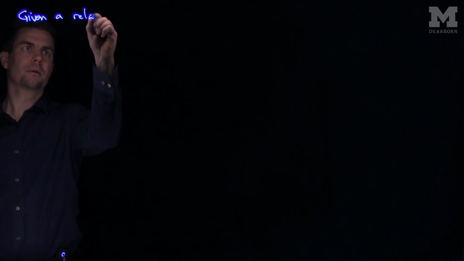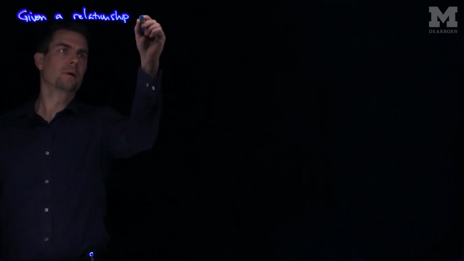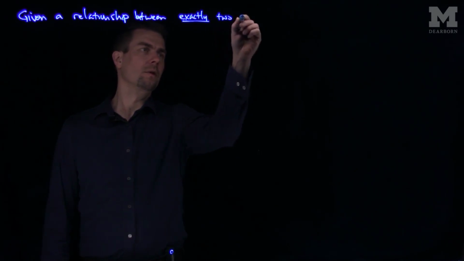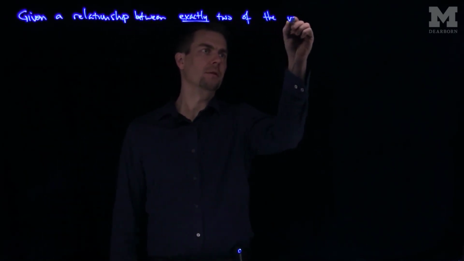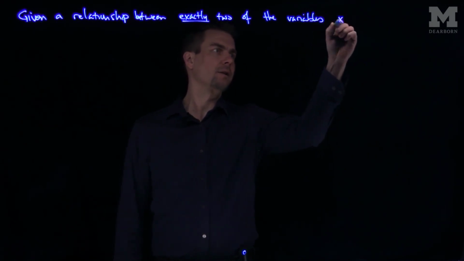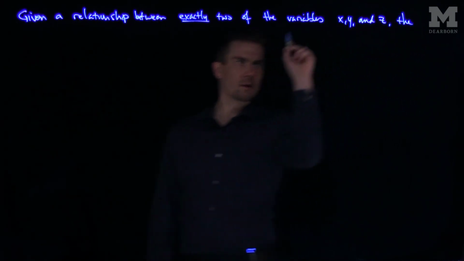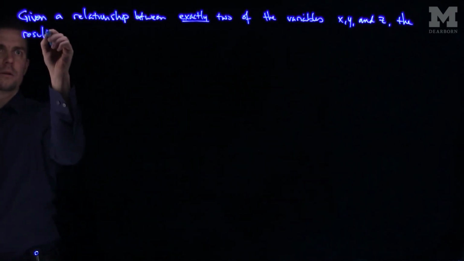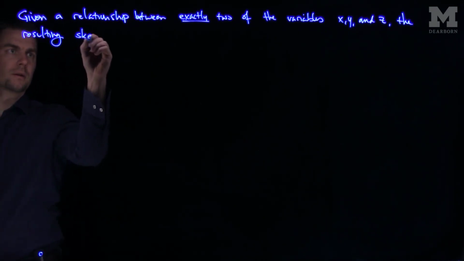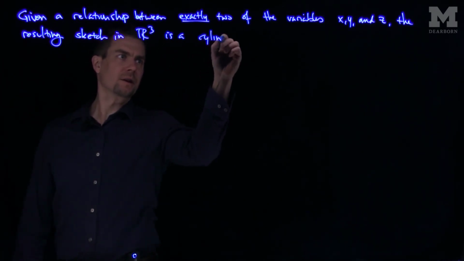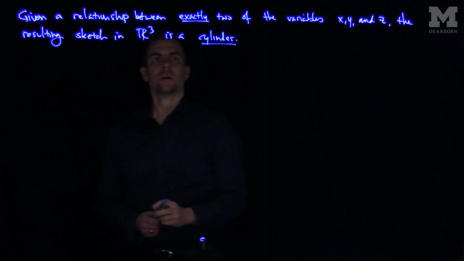If we're given a relationship between exactly two of the variables x, y, and z, the resulting sketch in three-dimensional space is a cylinder. So let's see an example of this.